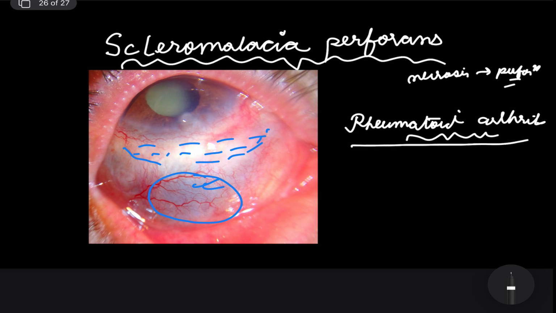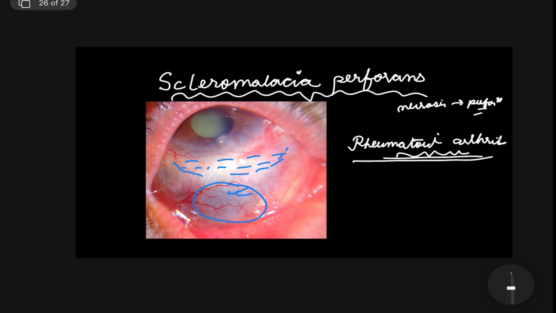So any patient with rheumatoid arthritis that you see, automatically you will look into their eyes and you will try to find signs of Scleromalacia perforans. And we will later, when we talk about rheumatoid arthritis, we will see that it is more common, like most autoimmune diseases, in middle-aged women. Okay, so basically in middle-aged women, Scleromalacia perforans is more common. Okay, so this is a very, very important slide, and this is a very, very important disease as such.